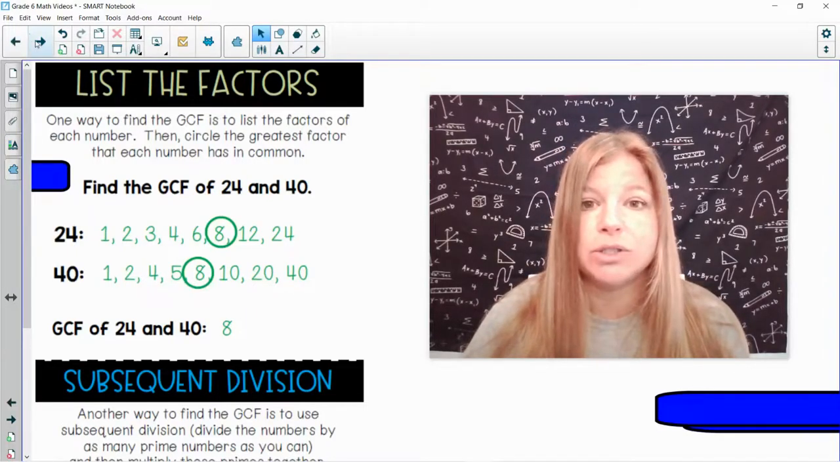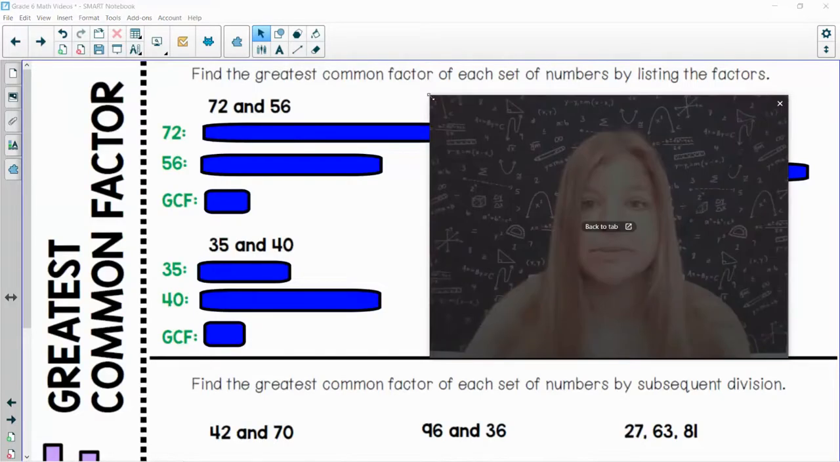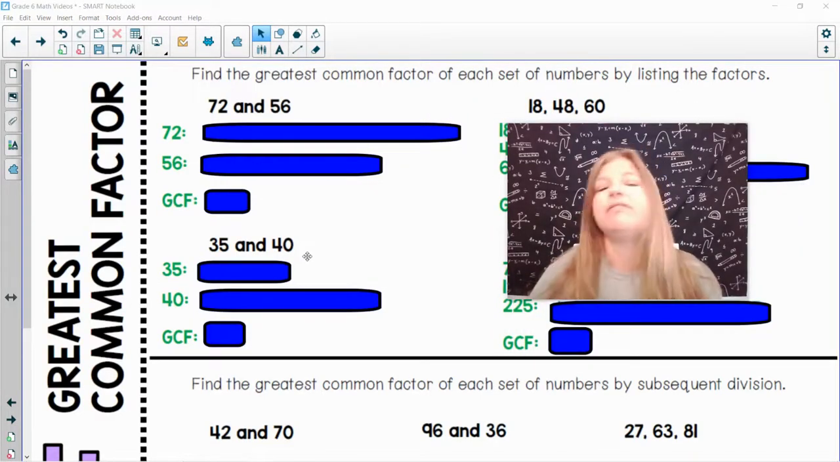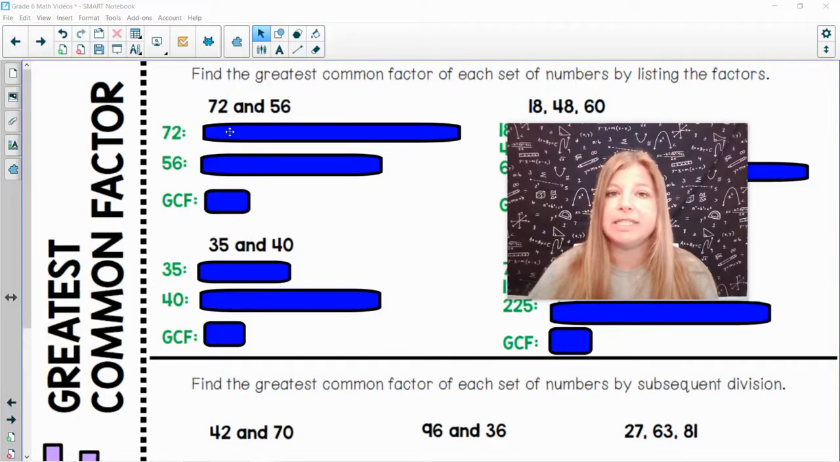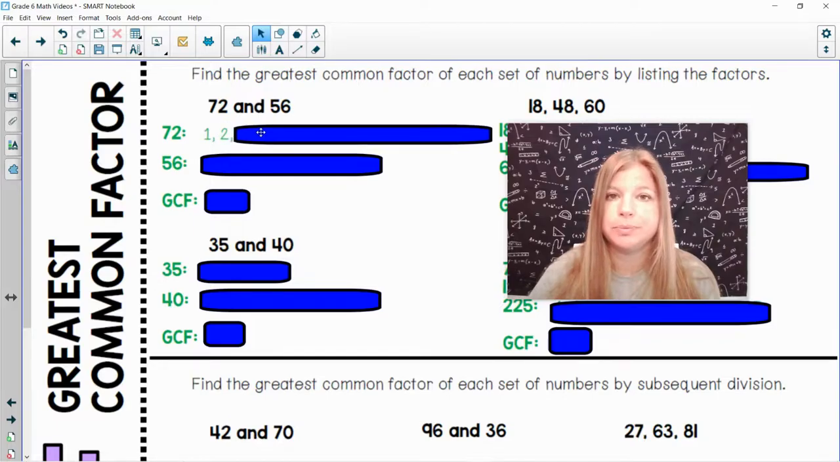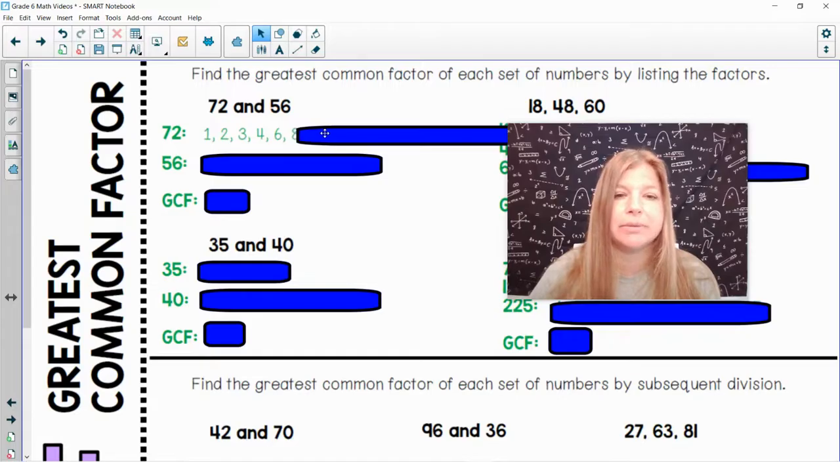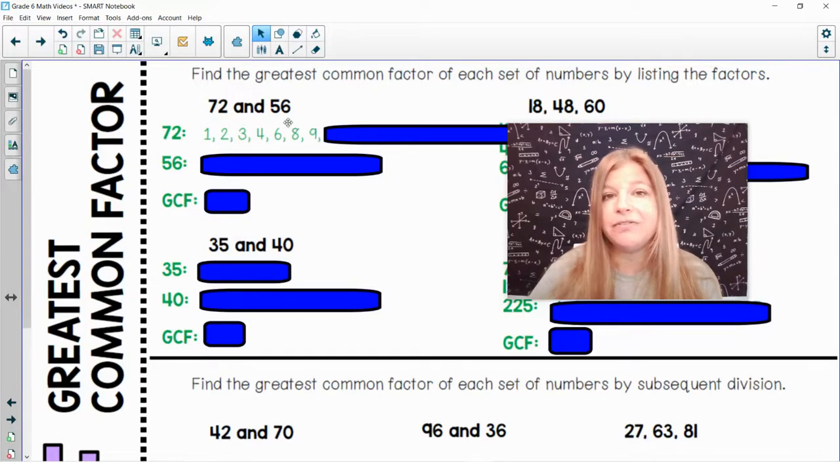Let's use this skill now to find other common factors. We have 72 and 56. So ready? Let's list our factor pairs of 72, list our factors of 56, and then we're going to see which one's the greatest. So 72 has a lot of factors. 1, 2, 3, 4. Does 5 work? No. 6. Does 7 work? No. 8. And that's because 8 times what is 72? Well, 8 times 9 is 72. And then I can kind of fill in my factors this way.